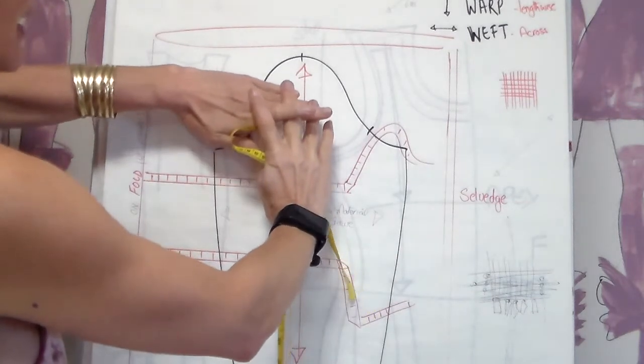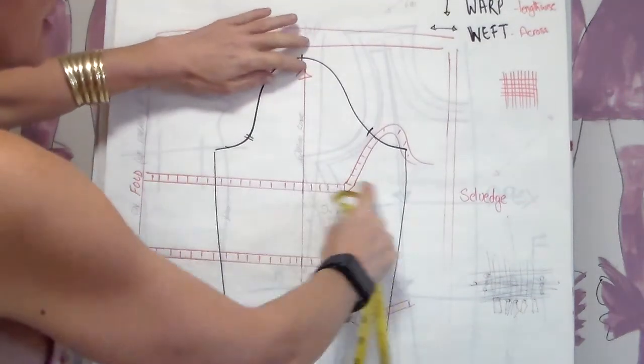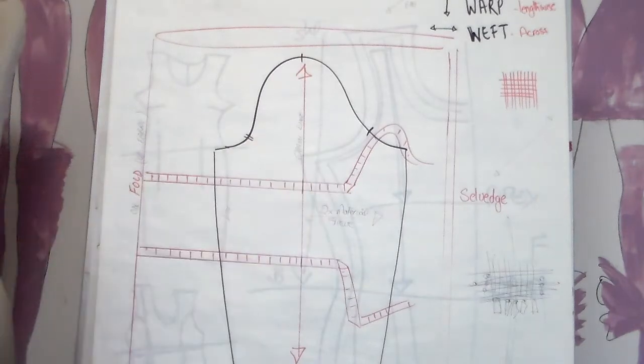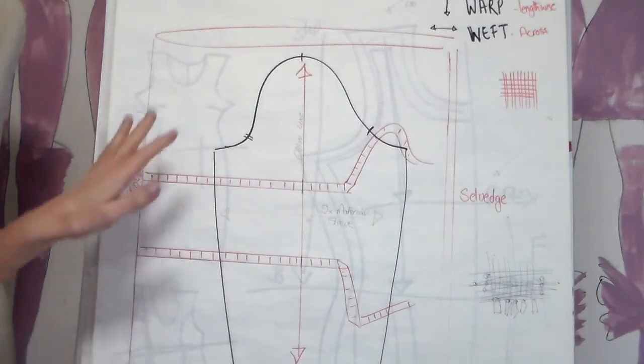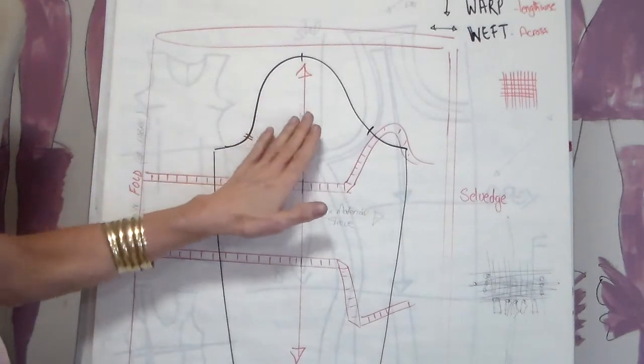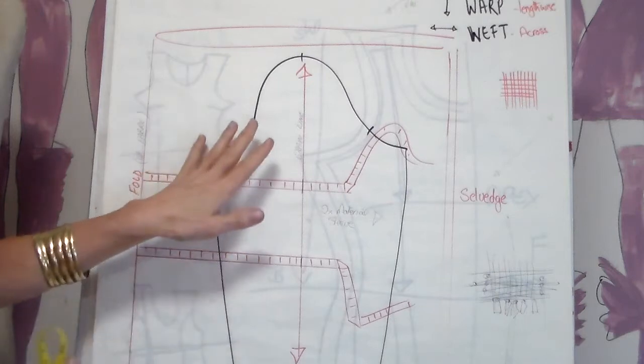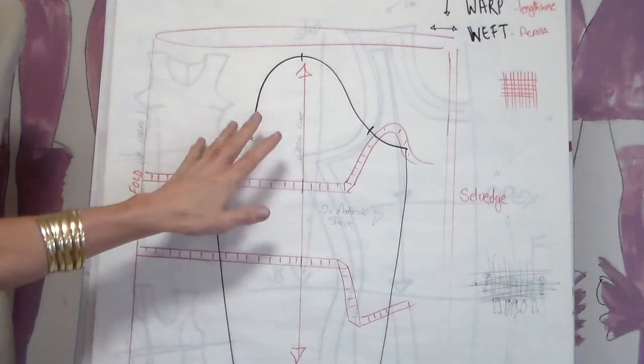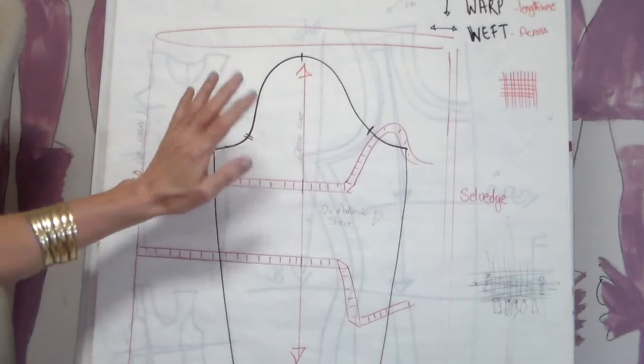You need to work within those grain lines with the weave when you are actually doing your pattern. If you don't follow your grain lines, your garment is going to be distorted, it's going to pull, it's going to twist.